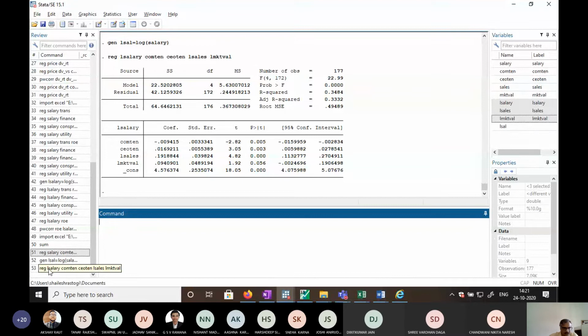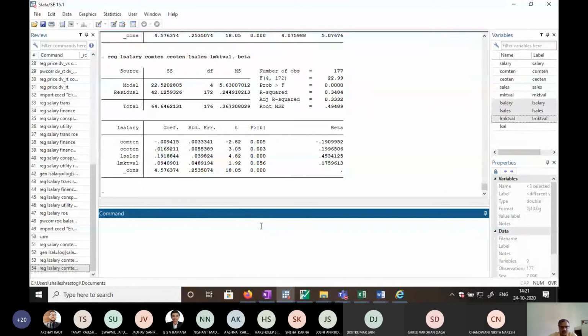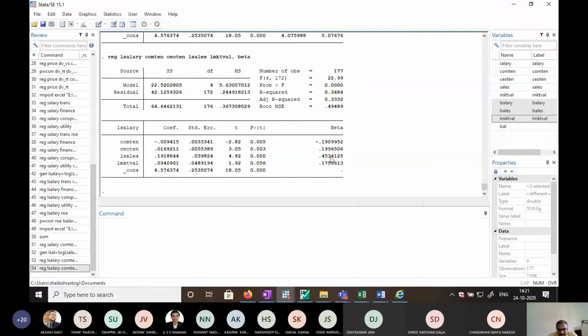Yeah, one thing I just wanted to show you, the comparative level. I'm just adding a comma and beta, which will give me the standardized coefficients also. Now look at these values in an absolute sense and see which is the highest. What we are finding is that sales has the highest impact, and after sales, the bigger impact is from CEO tenure.